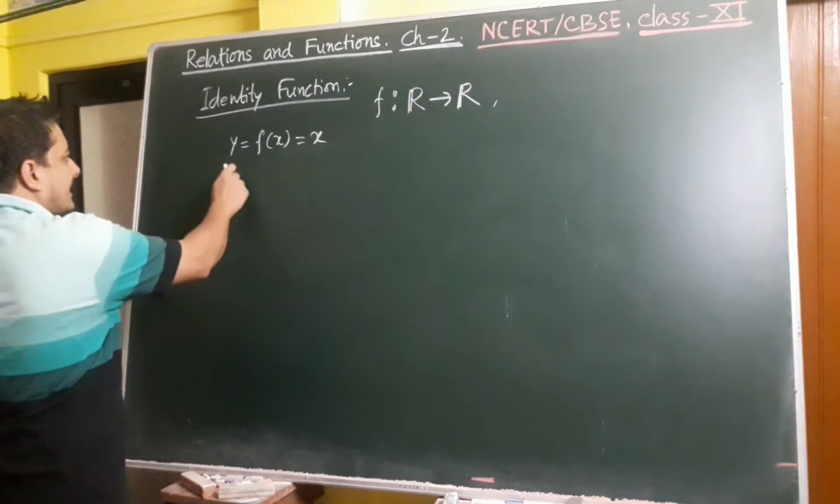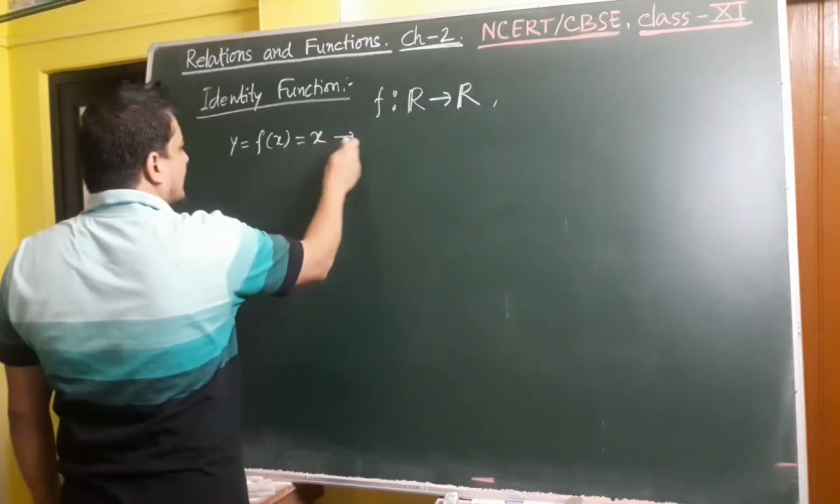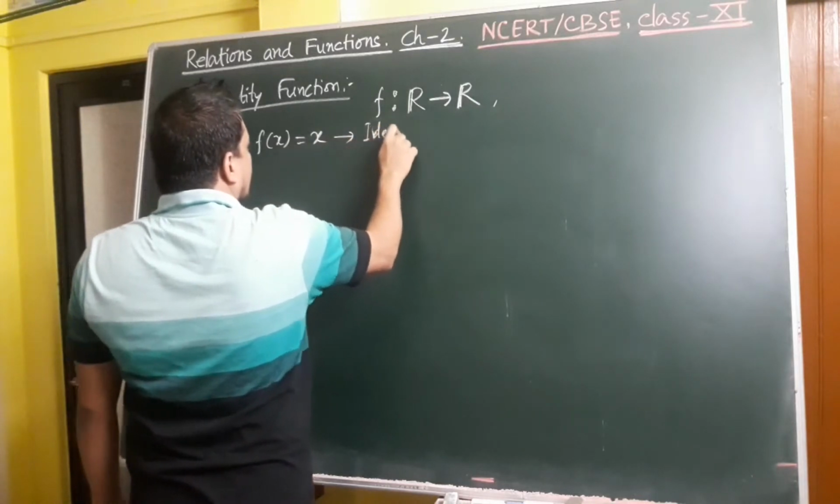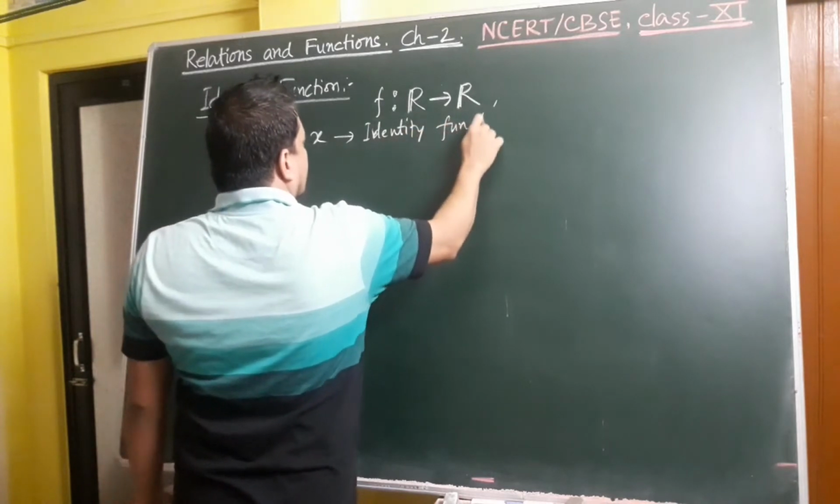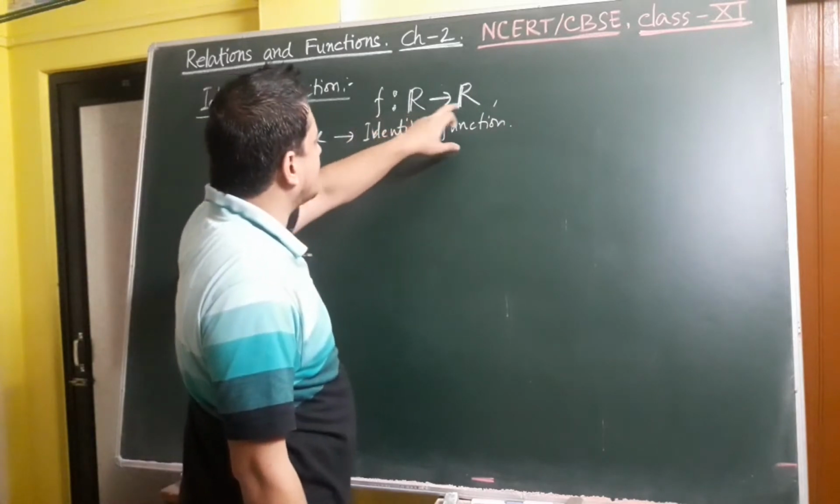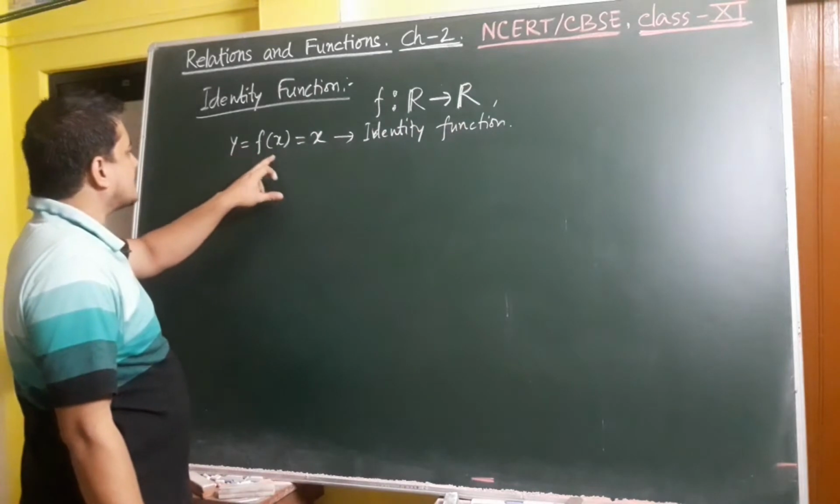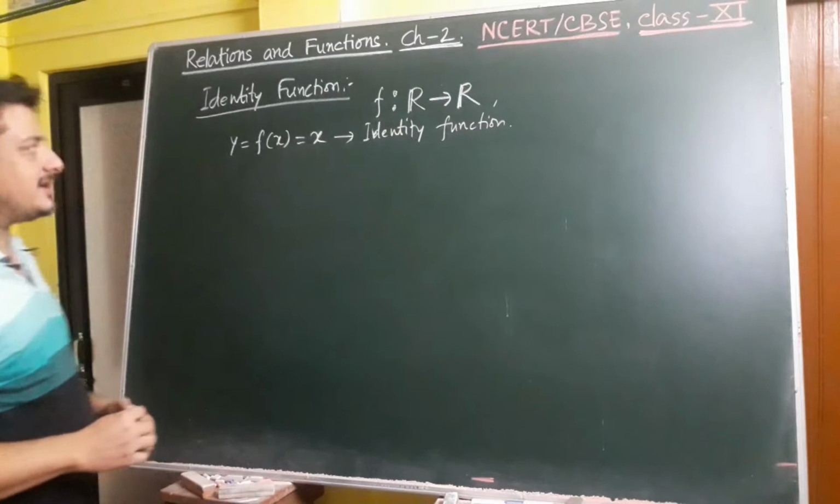If you write in this form any equation, that function is called identity function. So I repeat, any function from this domain to this range, from R to R, written in the form y is equal to f of x is equal to x, is called identity function.